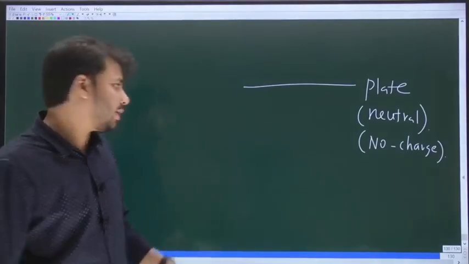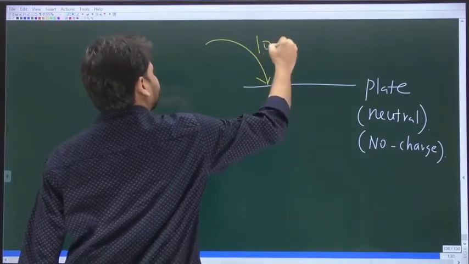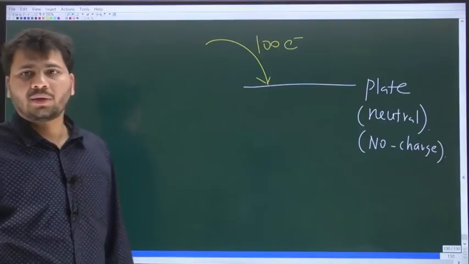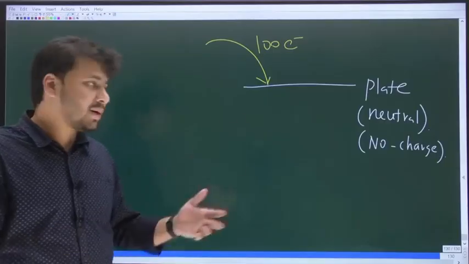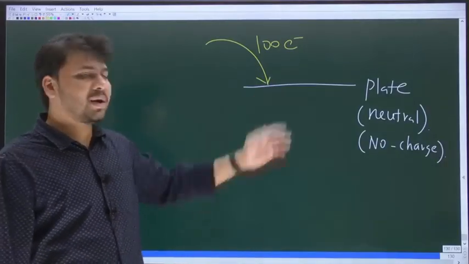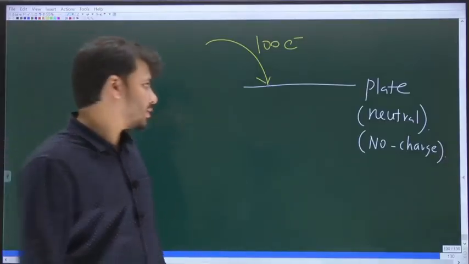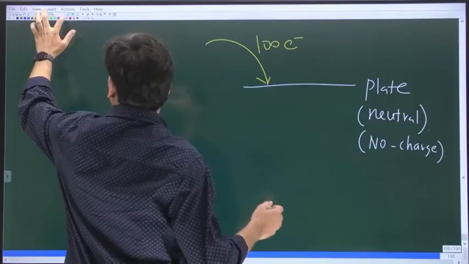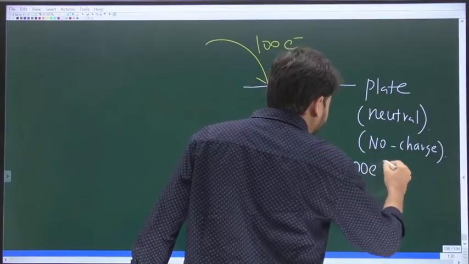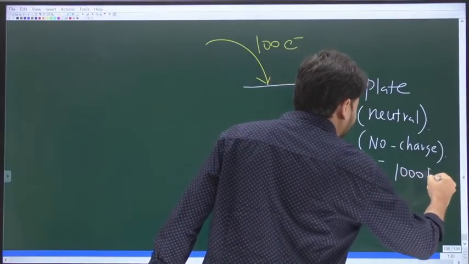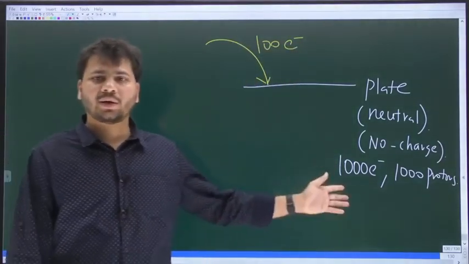Now you take this neutral plate and let us add 100 electrons. Initially, before adding the 100 electrons, the plate is neutral. That means equal number of electrons and protons. Let us say before adding the 100 electrons, you have 1000 electrons and also 1000 protons.